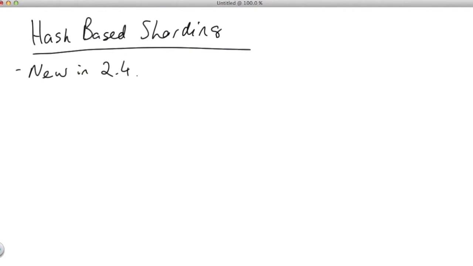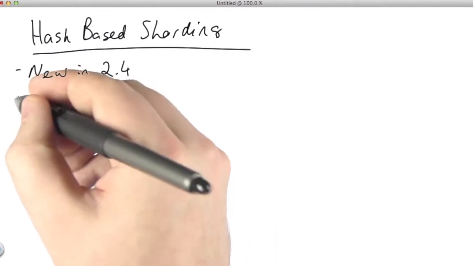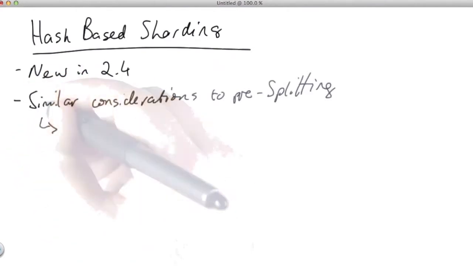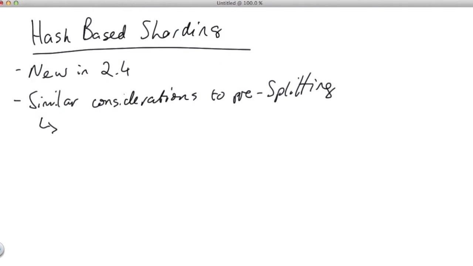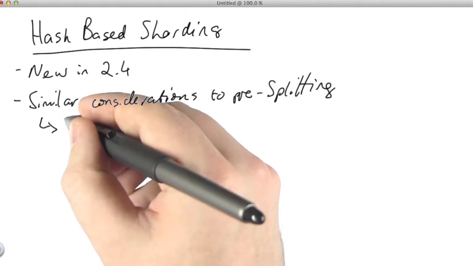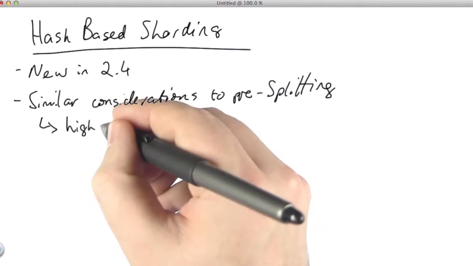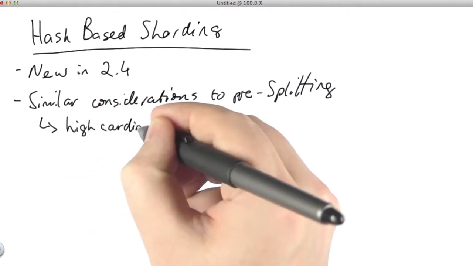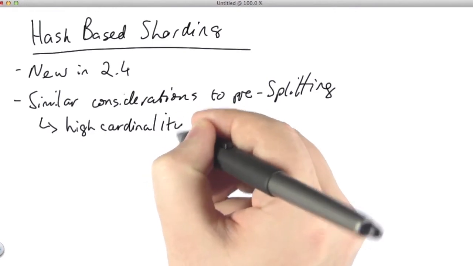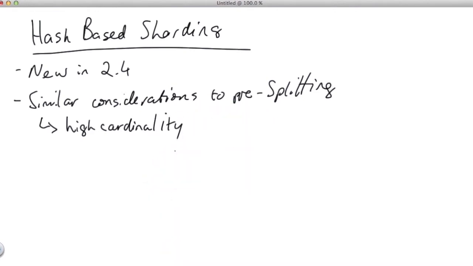So we essentially take some of the work off your hands and give you an easy way to randomly distribute your writes. You have to have similar considerations to pre-splitting. You're going to want to make sure that whatever value you decide to hash and use as your shard key has a high cardinality. What do I mean by high cardinality? High cardinality means there needs to be lots of values in there. You don't want to do something that only has 3 values or 4 values. You're not going to get a good hash off of that.